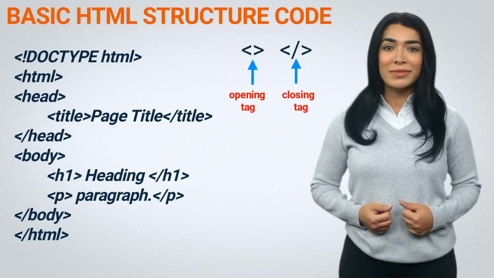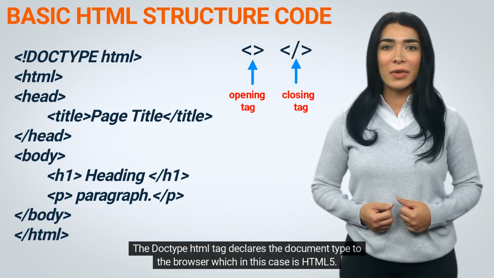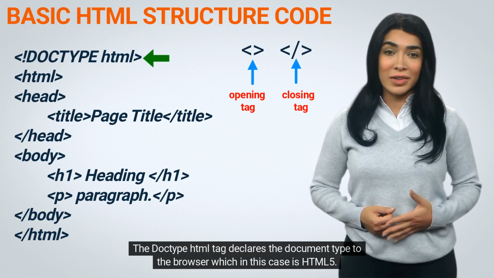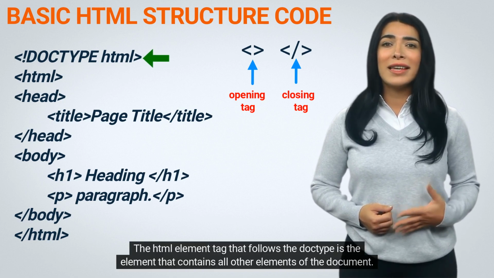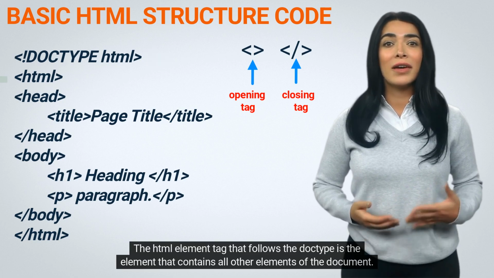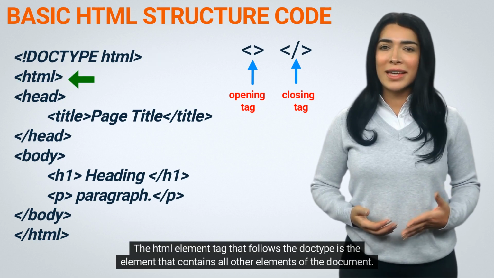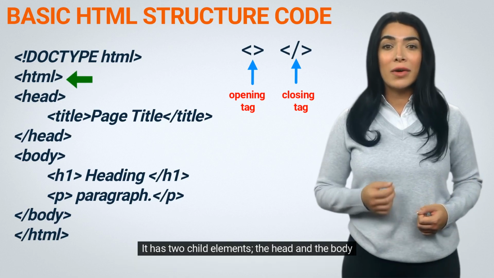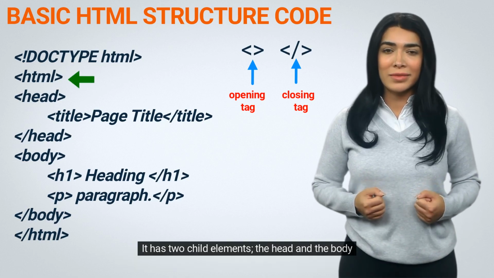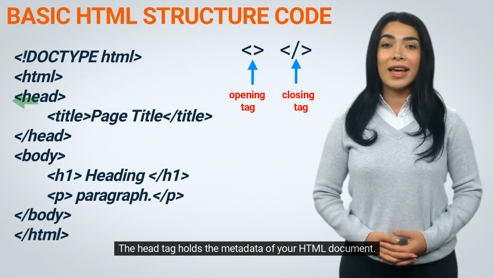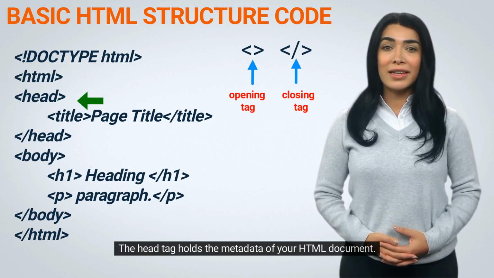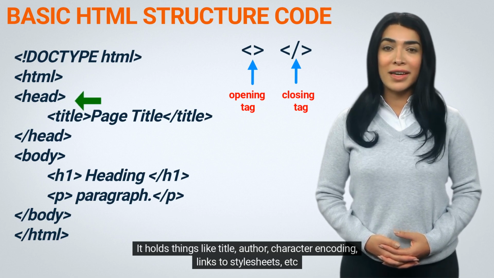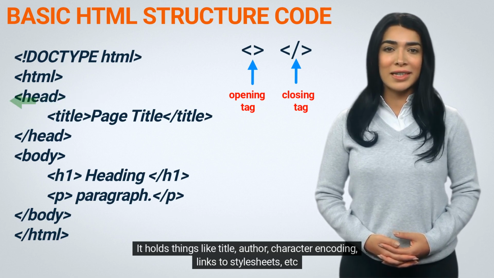Now let's begin. The doctype HTML tag declares the document type to the browser, which in this case is HTML5. The HTML element tag that follows the doctype is the element that contains all other elements of the document. It has 2 child elements, the head and the body. The head tag holds the metadata of your HTML document. It holds things like title, author, character encoding, links to style sheets, etc.